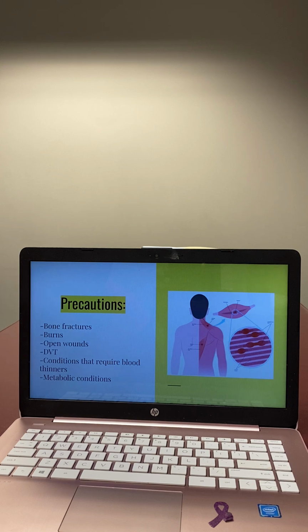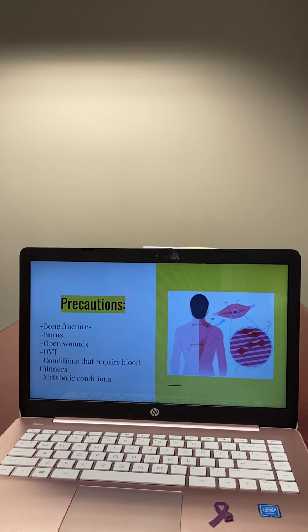For one, it's going to cause a patient immense pain. But this kind of goes into what I said about the bone fractures. If their burn or open wound is on their foot and you want to do MFR on their shoulder, that's not going to really affect anything.